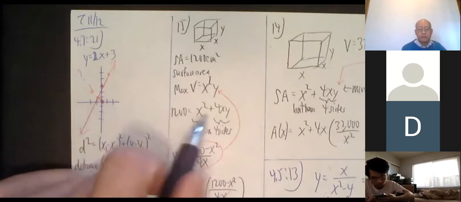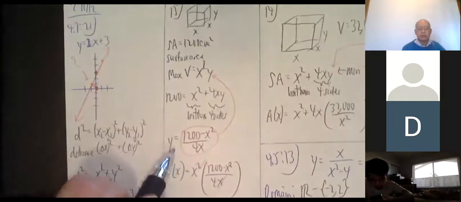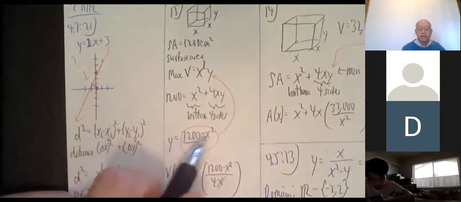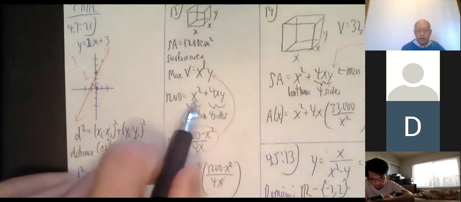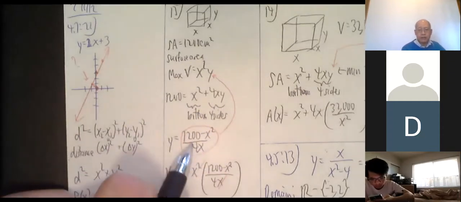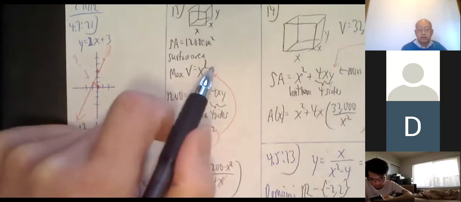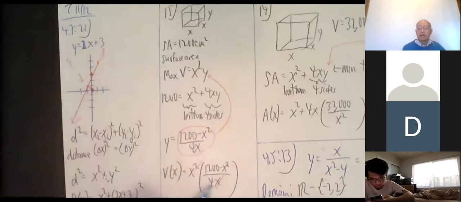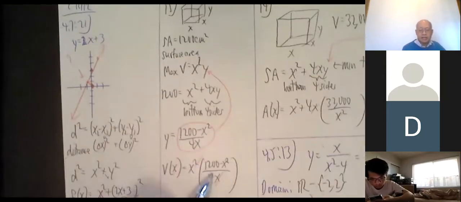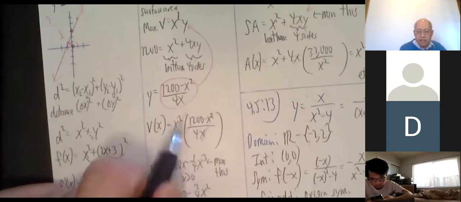Solve for y. Subtract x squared, divide by 4x. So y equals 1,200 minus x squared, divided by 4x. Right? Look over here. How do you isolate y? Subtract x squared, divide by 4x. Now this mess goes right there. Volume is x squared times y, but y is this. So x squared times 1,200 minus x squared, divided by 4x, very conveniently, an x cancels out.